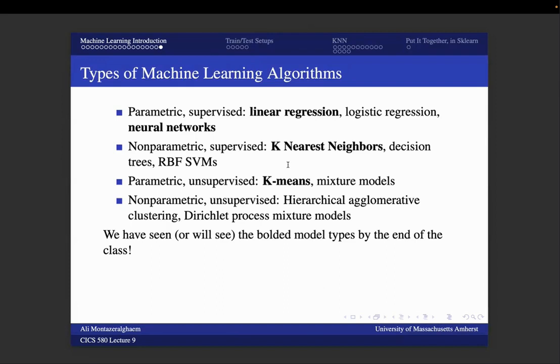And for parametric unsupervised approaches, we can name k-means and mixture models. And I think we are going to cover k-means in the next lecture, and I think you need to do a problem in assignment 5 about k-means. And for non-parametric and unsupervised approaches, we can name clustering, hierarchical clustering, that we are not covering in this course. And another one is the Dirichlet process mixture model.